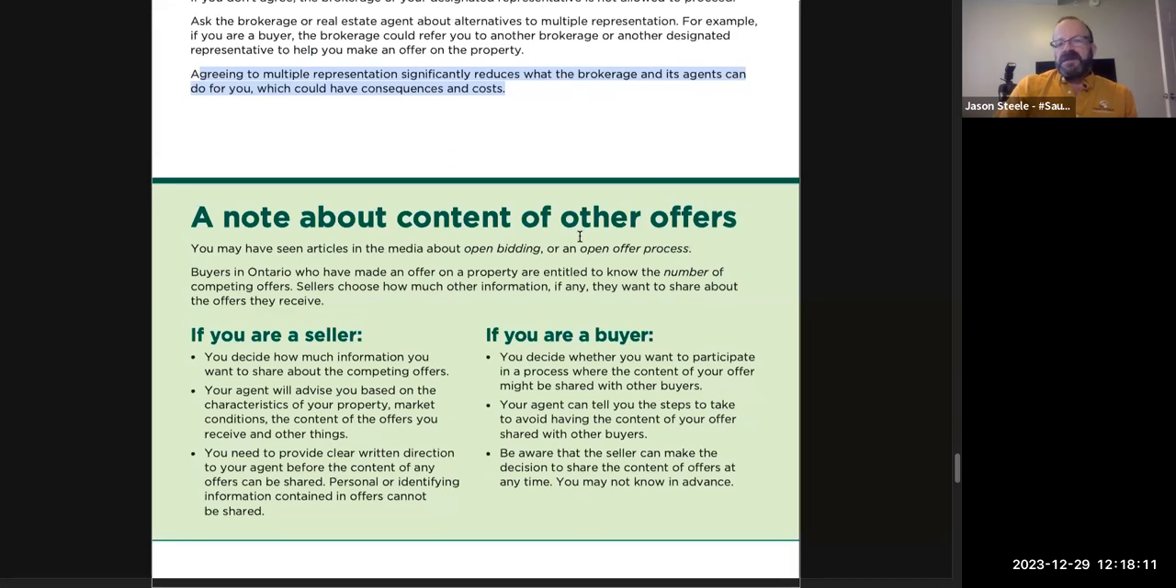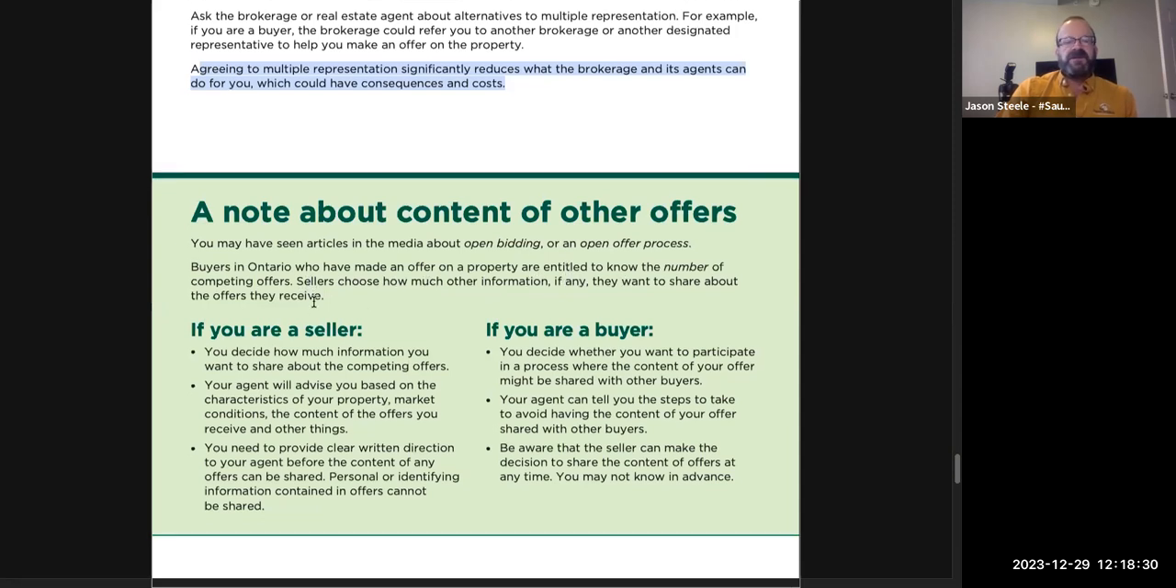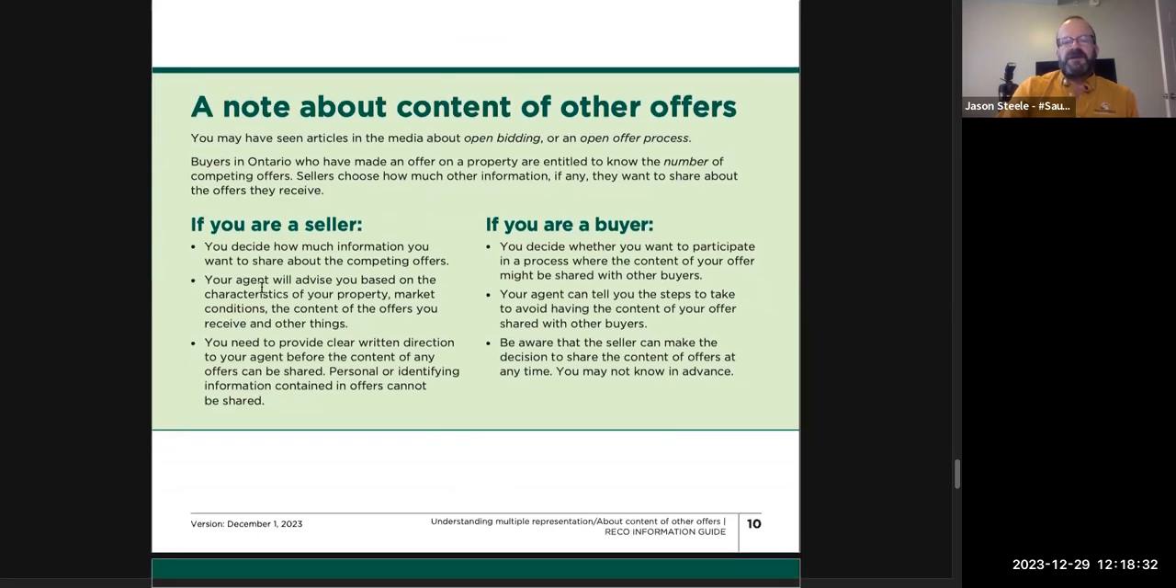A note about content and other offers. You may have seen articles in the media about the open bidding or open offer process. Buyers in Ontario who have made an offer on a property are entitled to know the number of competing offers. Sellers choose how much other information, if any, they want to share about the offers they receive. If you are a seller, you decide how much information you want to share about competing offers.